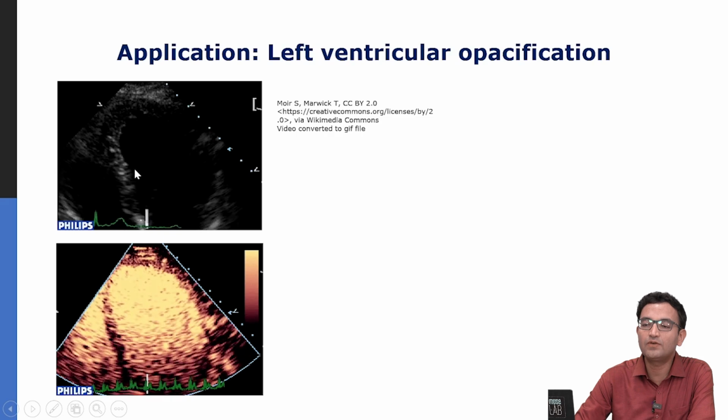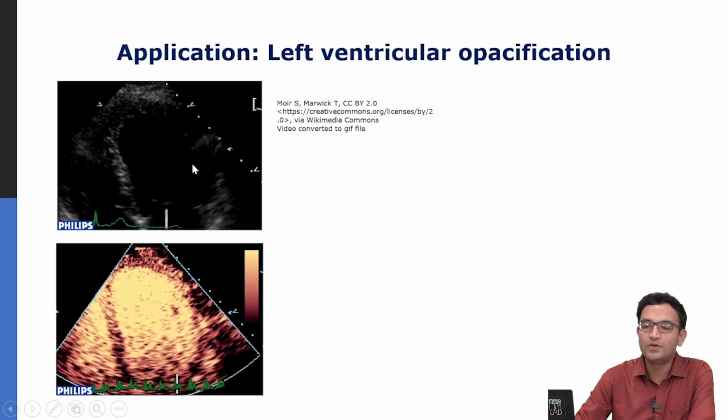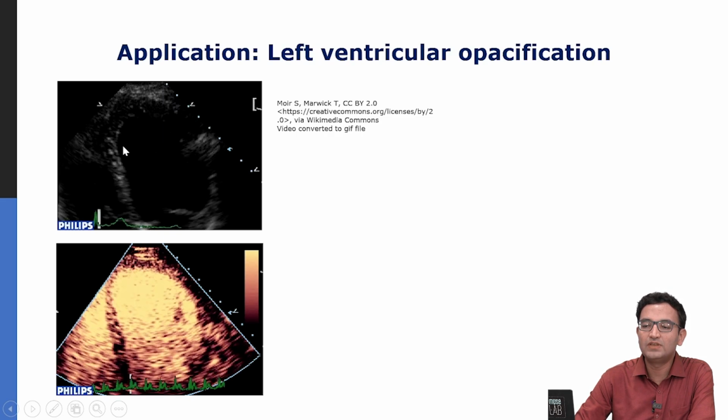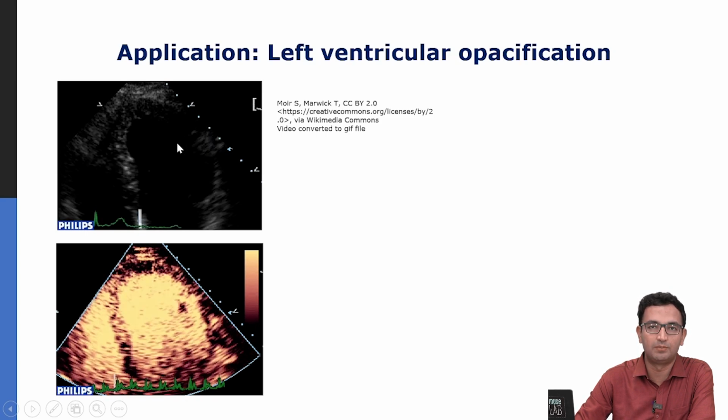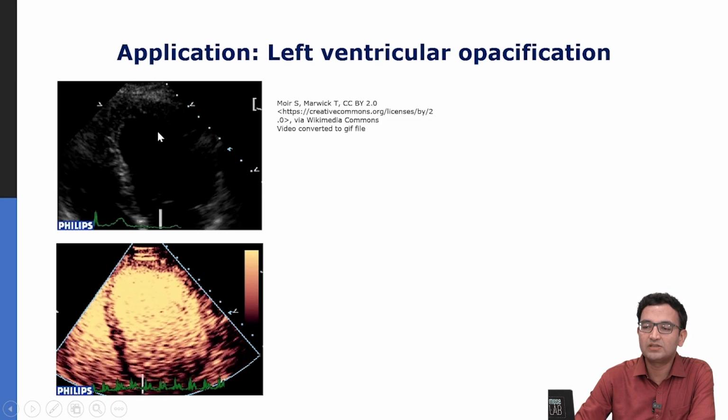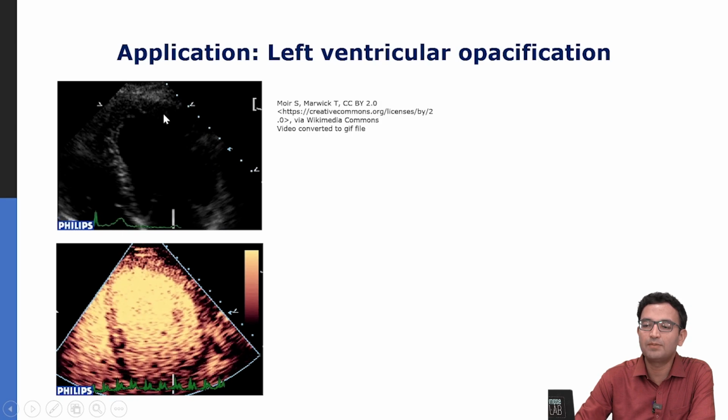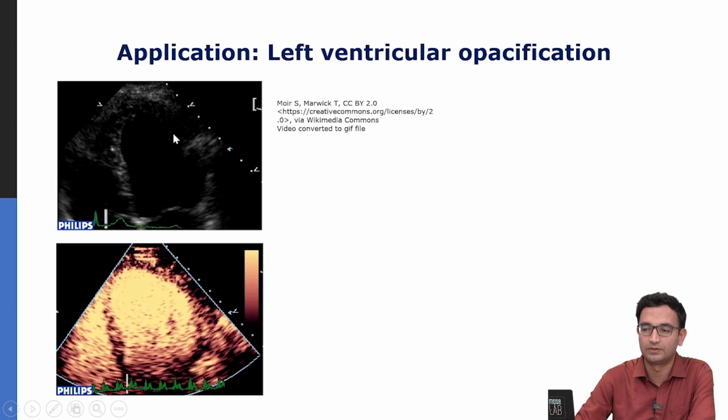Now, to measure the volume of blood that is being ejected, we would need a very good estimate of the size of this chamber, and we would need to segment the walls of this chamber. Now, that is not possible here in this case because there is some ambiguity with respect to the wall here.